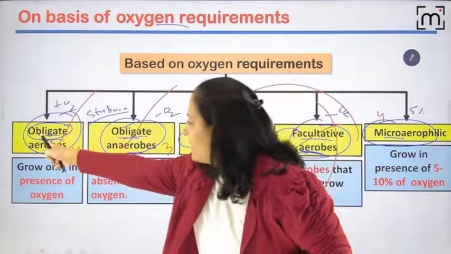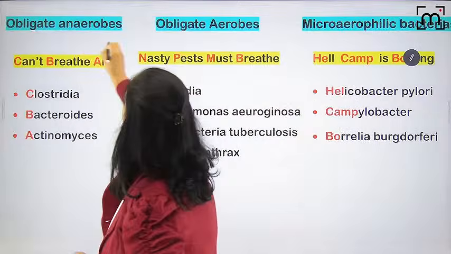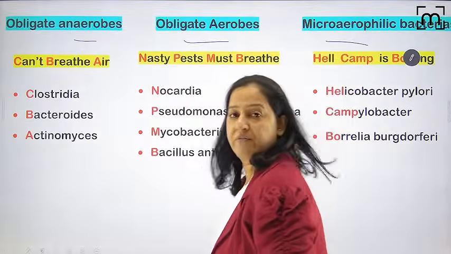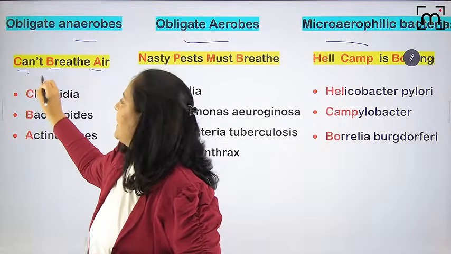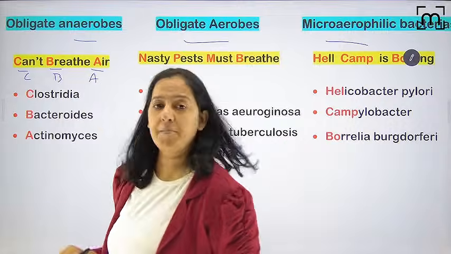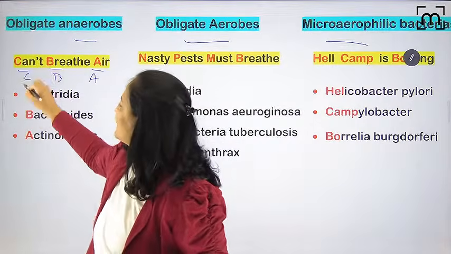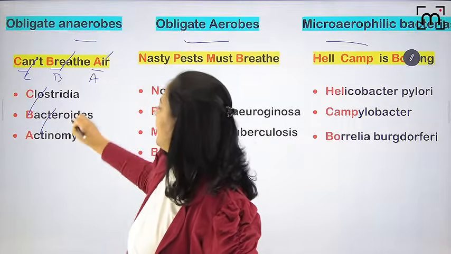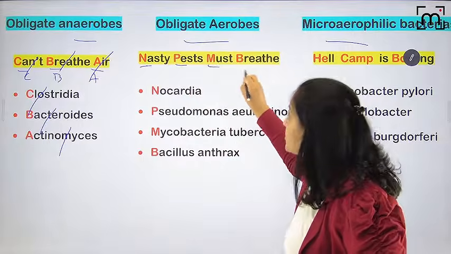You can see the list of the obligate anaerobe and microaerophilic. For obligate anaerobe, the mnemonic is can't breathe air, or you can say CBA, or ABC, whatever you want to learn. Learn the full form. C stands for Clostridia, B for Bacteroides, and A for Actinomyces. Please learn it.